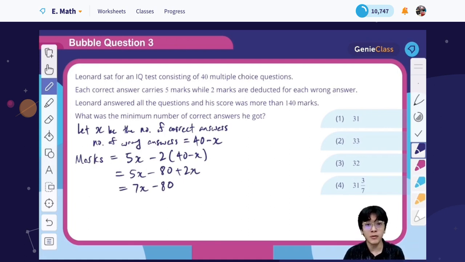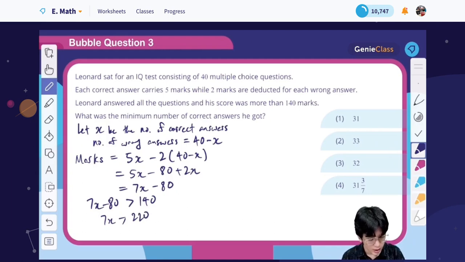So we want to find out, he answered all questions and his score was more than 140 marks. Okay, so he said that the score is more than 140 marks. Therefore, this 7x minus 80 must be more than 140. Okay, so let's solve for x. 7x is more than 220 and x is more than 220 over 7, which is 31 and 3 over 7.